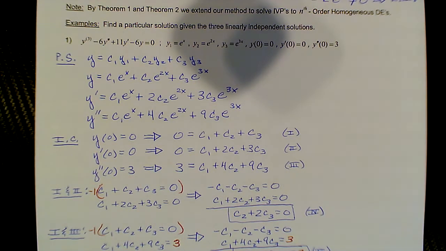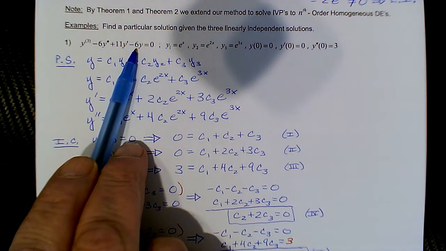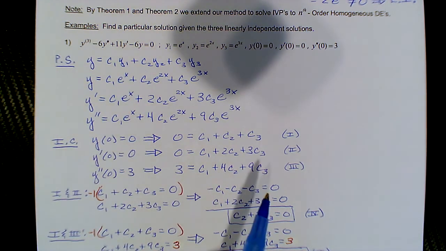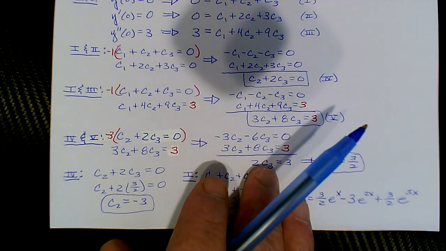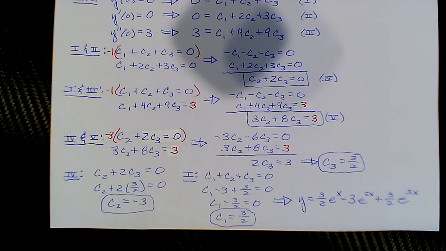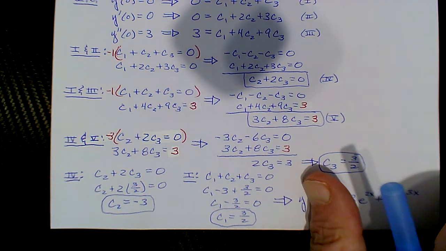Hello everyone, this is part 2 of section 2.2. Last time we left off with a third order linear differential equation with constant coefficients and finding its particular solution, so an IVP, and we saw how we generated 3 equations and 3 unknowns. So we'll look at another example.